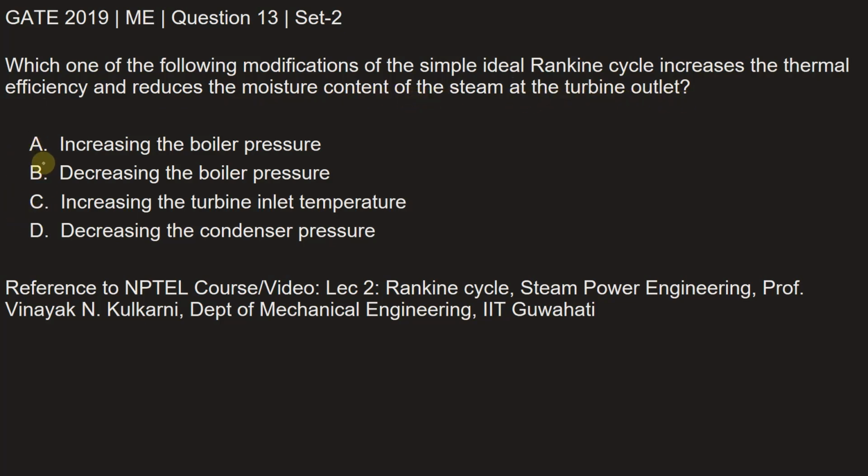Four statements given to us are: first is increasing the boiler pressure, second is decreasing the boiler pressure, third is increasing the turbine inlet temperature, and fourth is decreasing the condenser pressure.